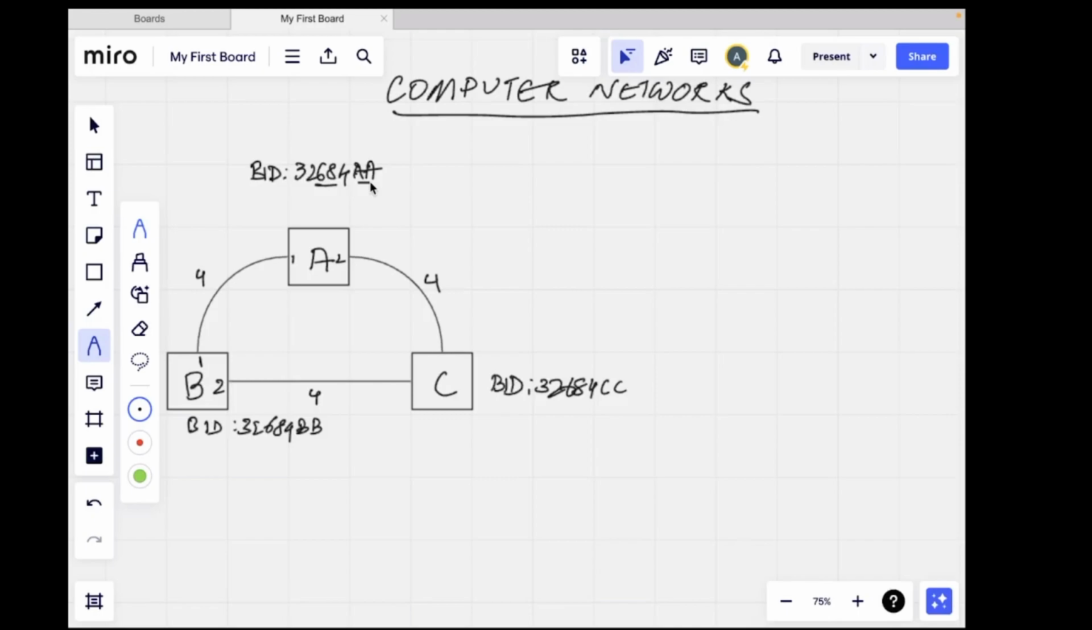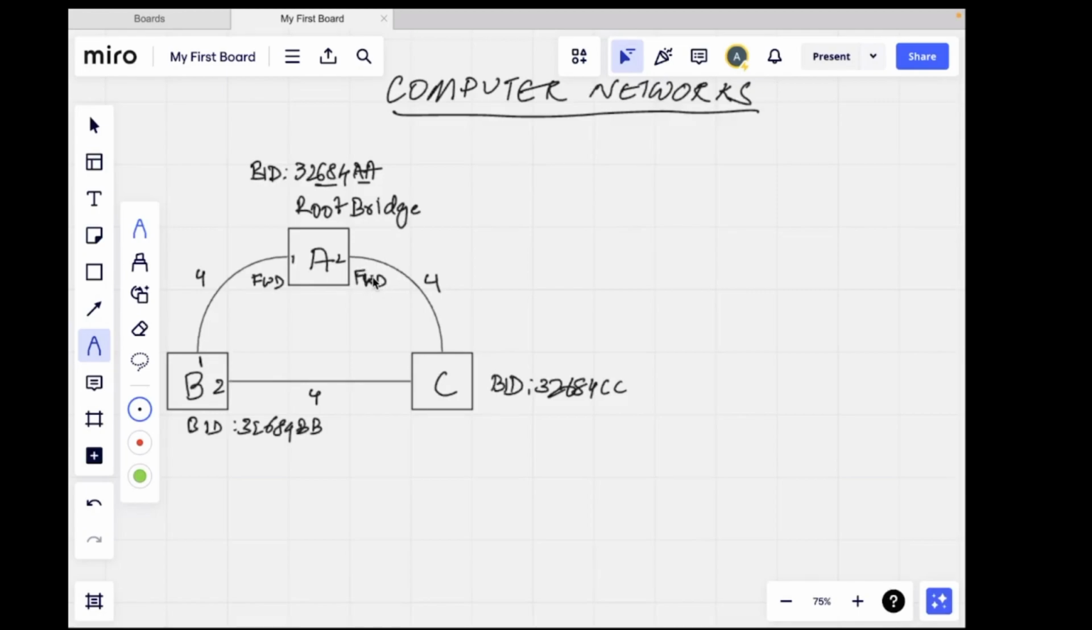Similarly, B and C switches will also receive the BPDU from A and they will see that okay, A has the lowest BID, so A is the root bridge. Okay, so this way we can confirm that the root bridge is A, right? This is the root bridge. So when switch A knows it's a root bridge, it will put both of its interfaces 1 and 2 into forwarding state. Okay, now these two interfaces are in forwarding state.